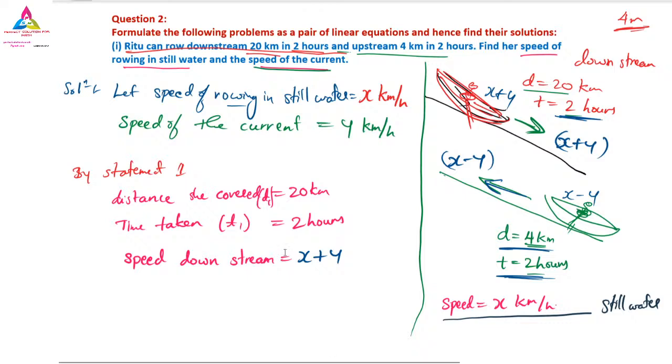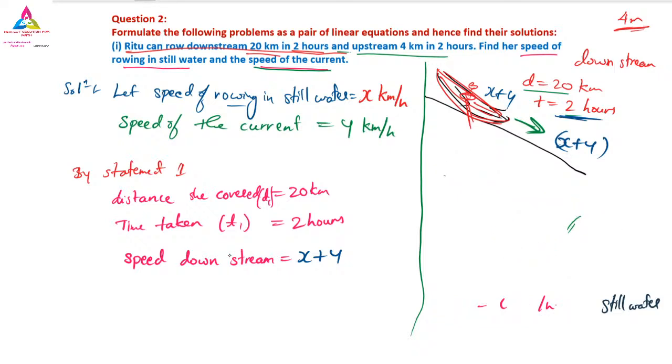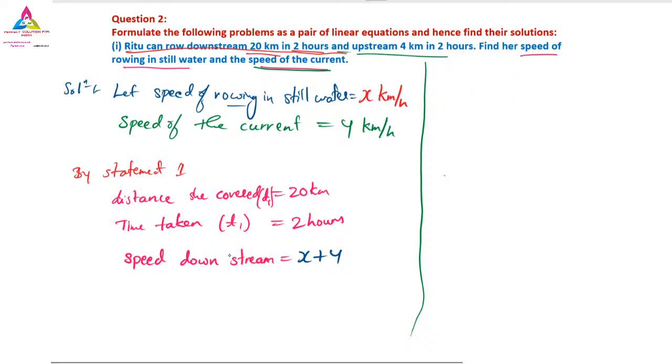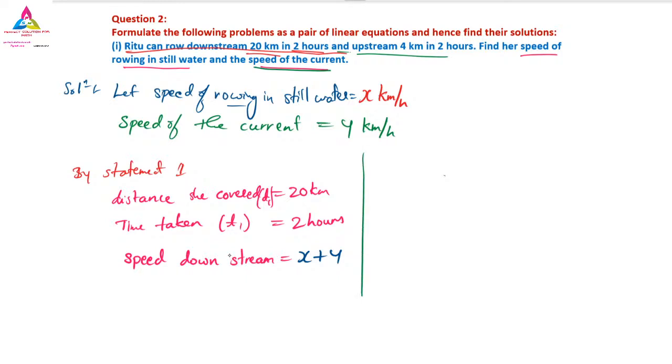This is the first thing I have written, and I will rub out what I have written on this side, because I have to write one more statement over there. Now I will write down the second statement, statement 2. In statement 2, if you see it clearly, 4 km in 2 hours upstream.